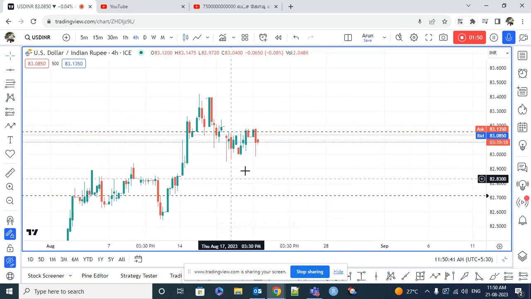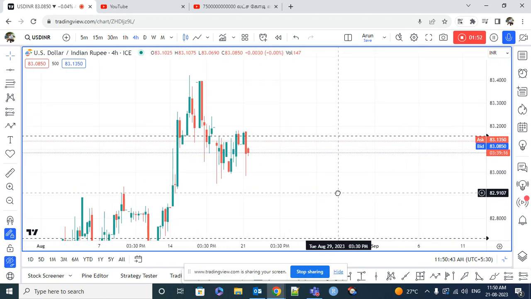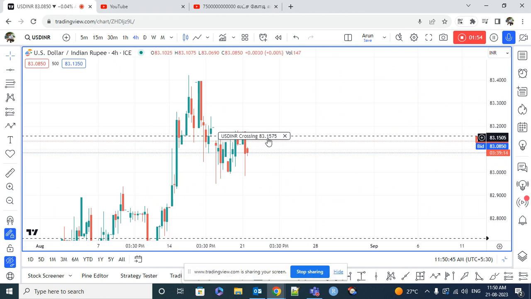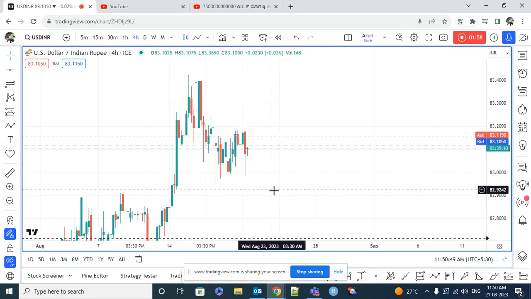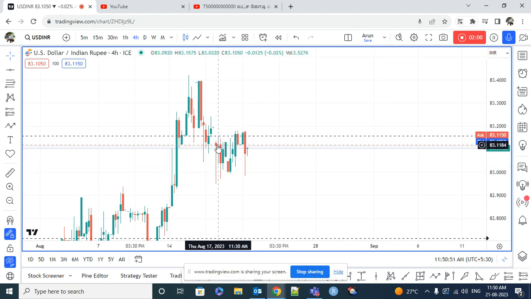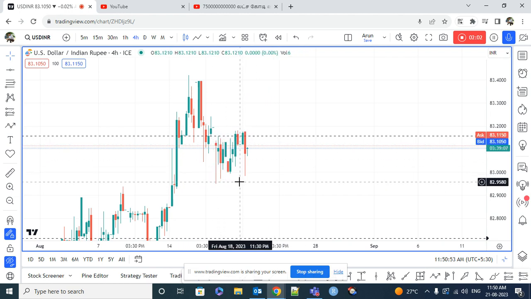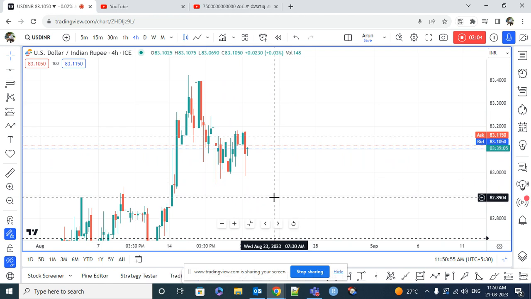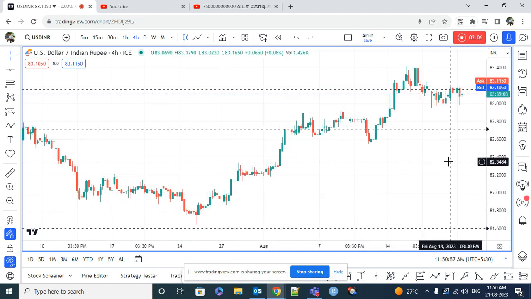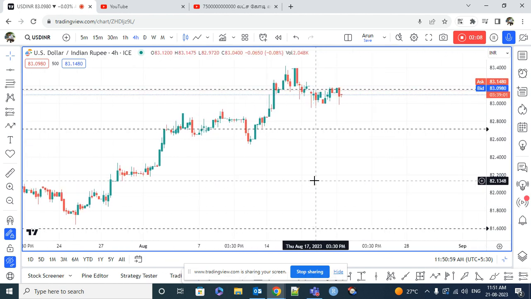Fine. If you have a clear look here, I have marked a level 83.1575. This is the high of the range bound market, sideways market, box range, where there is a green candle breakout here and then here. But that breakout, if you look now here, looks very tiny. Okay, so the breakout is not a strong breakout.